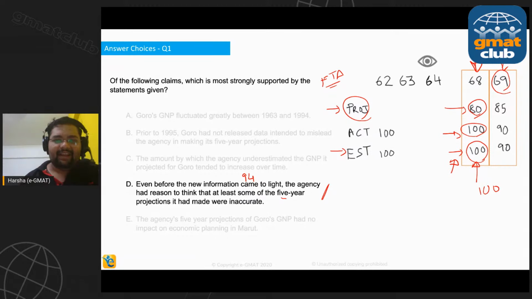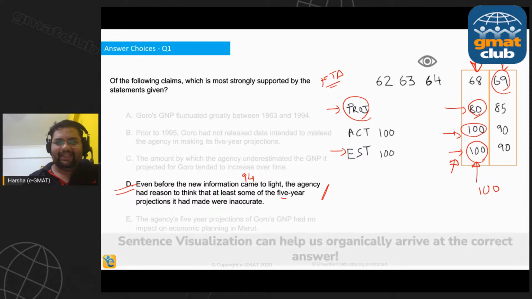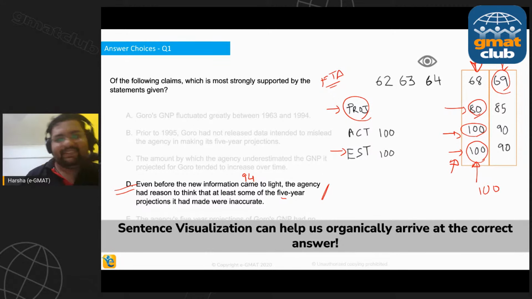What I'm saying is a lot of you would have rejected this choice just by process of elimination, but you can actually arrive at the correct answer organically if you visualize this well. Nimishika, thanks for that feedback. So I hope you see what we are going with here. Your visualization can immediately help you organically arrive at the correct answer.